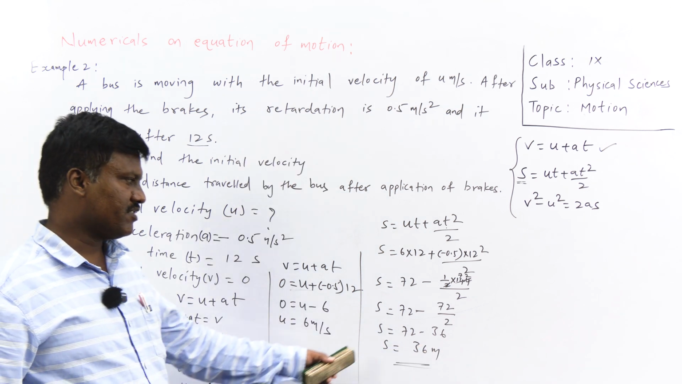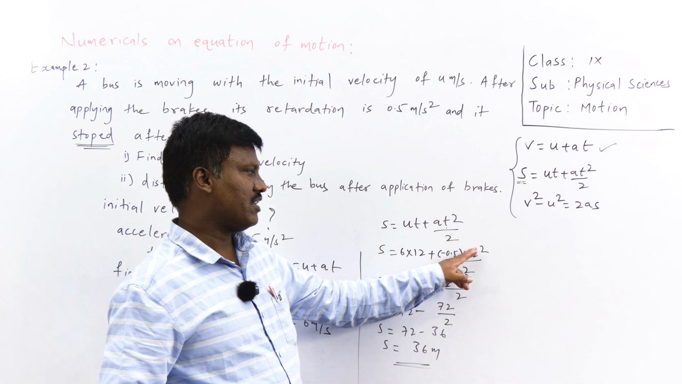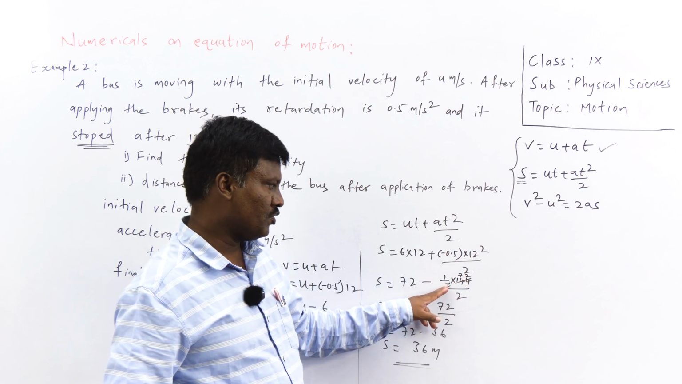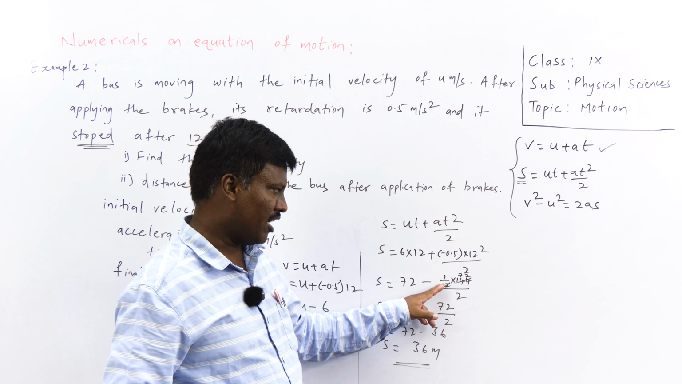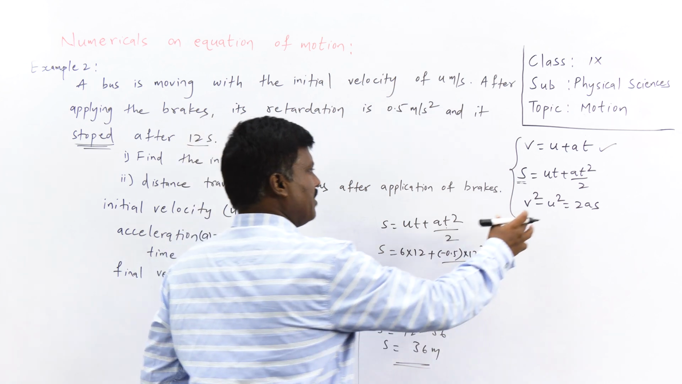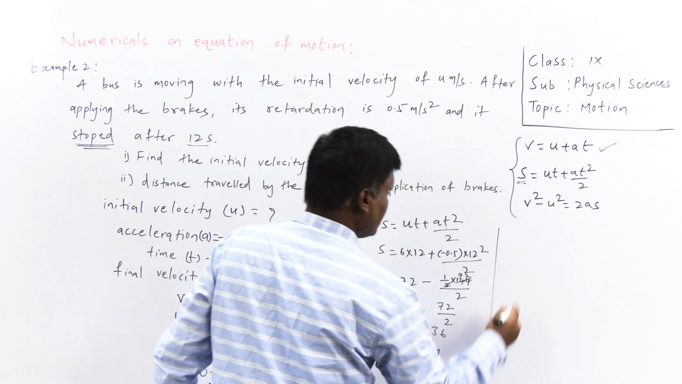Okay, so in this way we calculate the value. 12 square is 144. 0.5 can be written as 1 by 2. One half of the 144, how much? 72. Okay, I may use this formula also. We shall try with this formula.